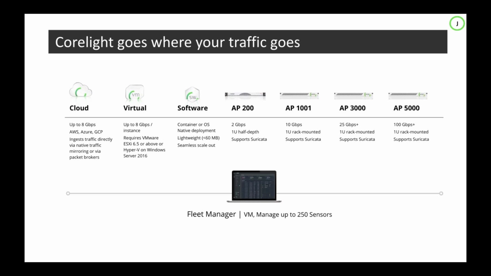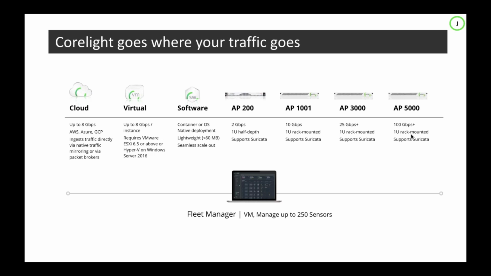sensors for physical networks. We can support throughput speeds ranging from the low end at 2 gigabits per second with our AP200, all the way up to 100 gigabits per second plus of Zeek-based traffic analysis in our AP5000 sensor. That is an absolutely monstrous amount of capacity in a single 1U form factor sensor.